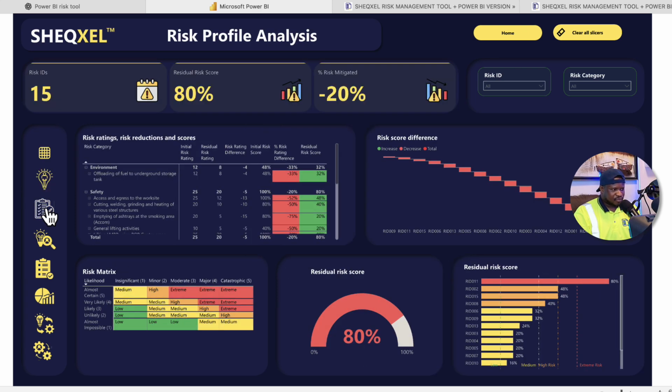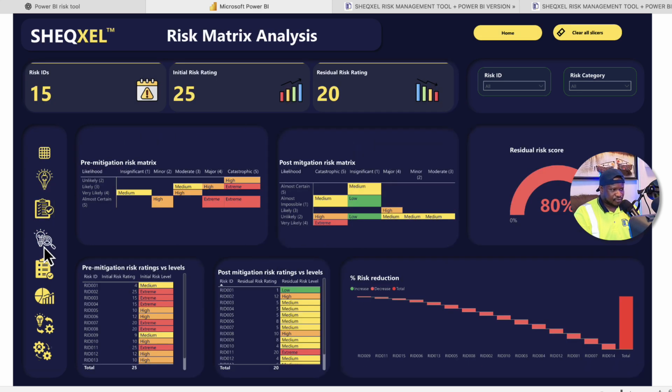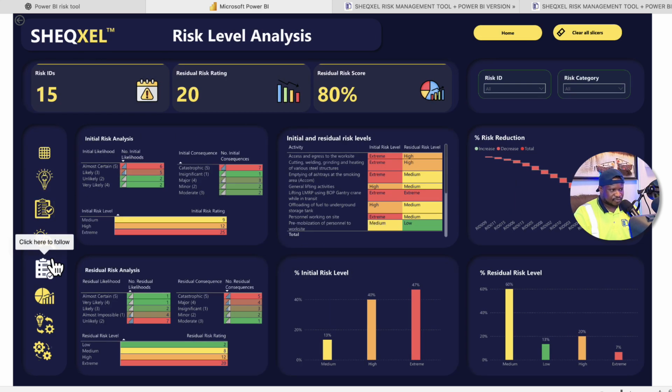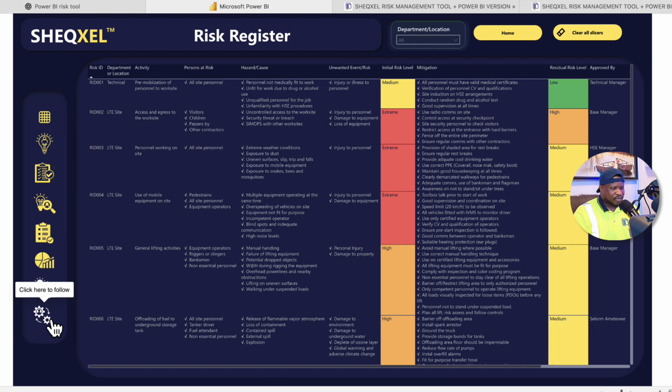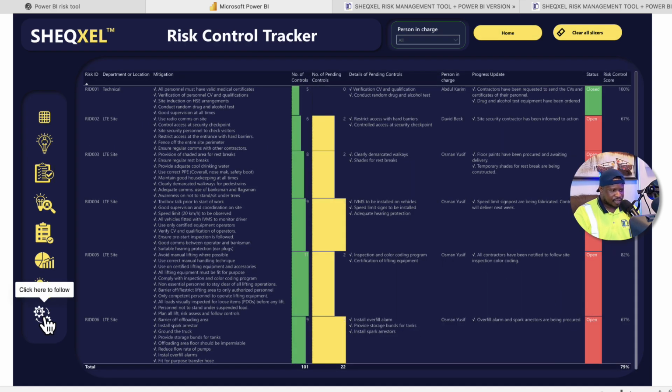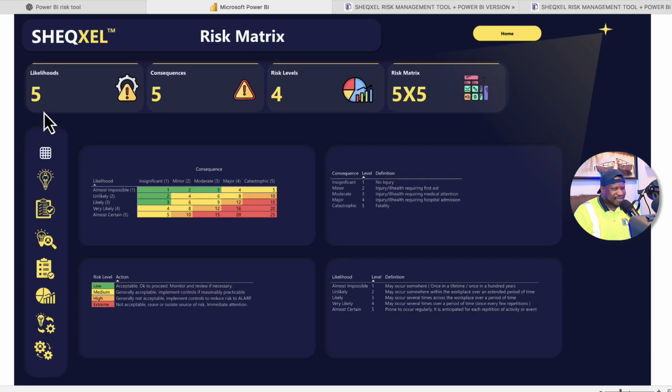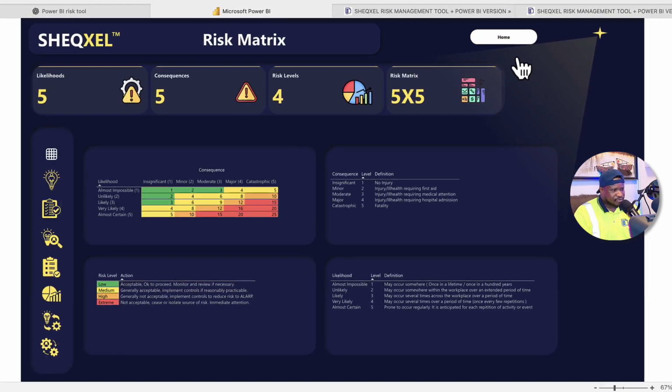So we have a dashboard on risk profile, a dashboard on risk matrix, a dashboard on risk levels, and a dashboard on risk controls. We have brought the risk register right in here, and then we have the risk control tracker as well. This is more like an action tracker, which you can actually use to see whose controls are still open or closed, all of that. But this is just visualization using Power BI.